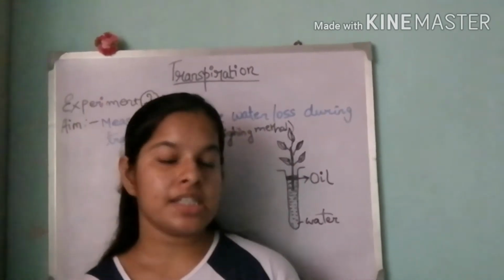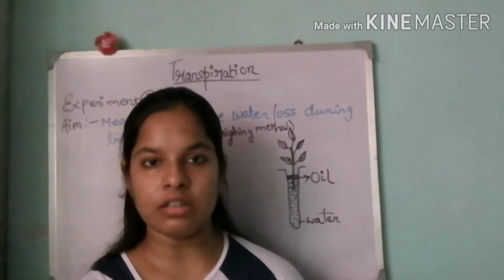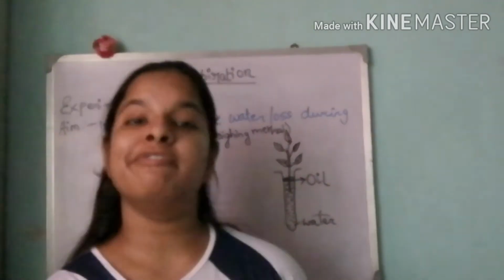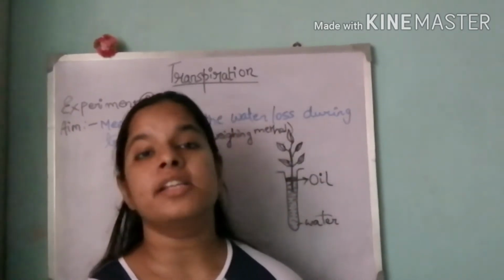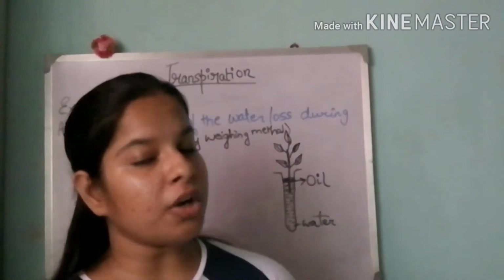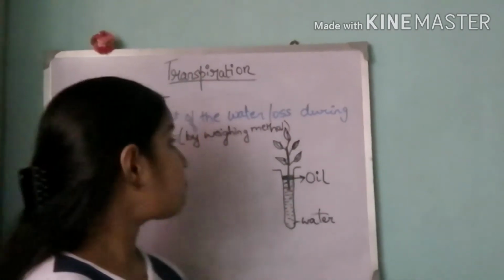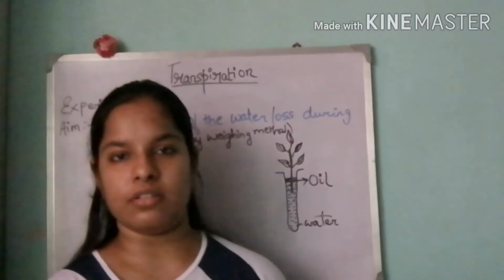Okay, before I start with this experiment, let me make it clear. This can be done by two methods. The first one, which we will talk about, is the weighing method. And the second is the potometer method, which I will discuss after this. So what do you mean by weighing method?